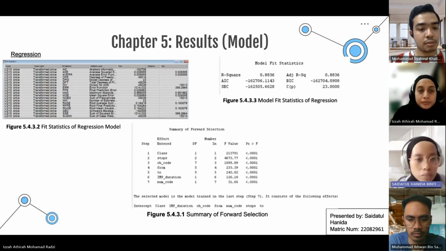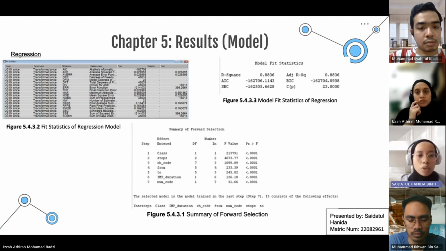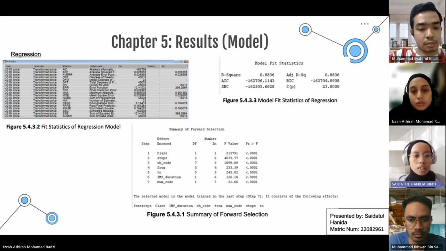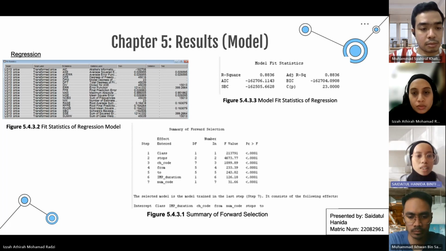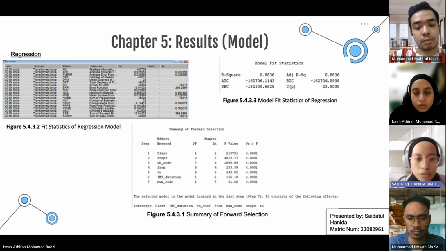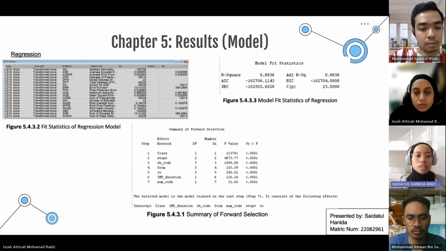The second model is the regression model. In this model, we use forward selection to build the model by adding predicting features one at a time. The final feature selection is shown in the slide. By doing this, it can possibly help to reduce overfitting. It shows that the R square for this model is 0.8836, which indicates that 88.36% of the total variation in the flight ticket price is explained by all the 7 features, while the other 11.64% is explained by other factors.